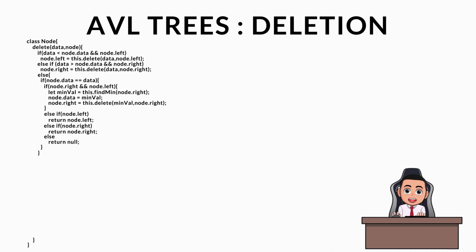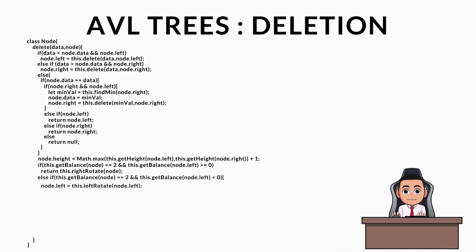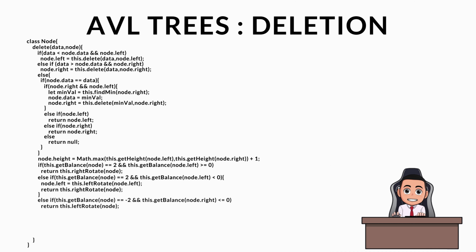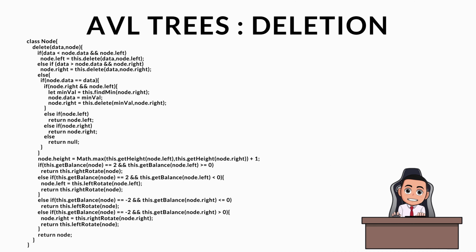Once we successfully deleted a node from our tree, we can copy the code from our insertion method. We first update the height of the current node we're at. We then handle our rotation conditions. So our left-left case, our left-right case, our right-right case, and our right-left case. In the case where we don't need to rotate, we can just go ahead and return the node we're currently at.